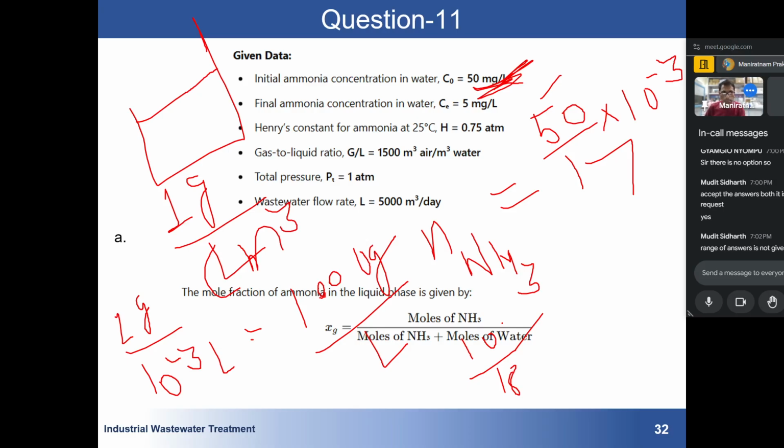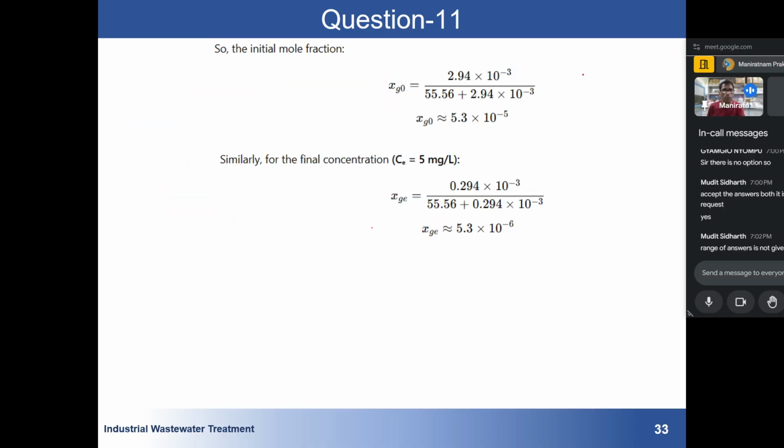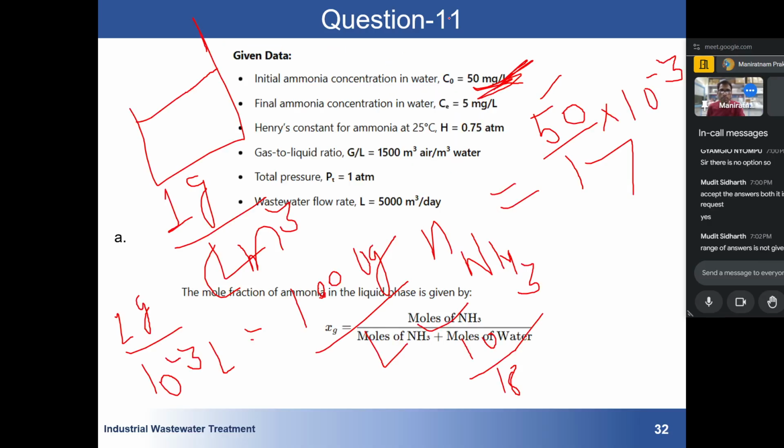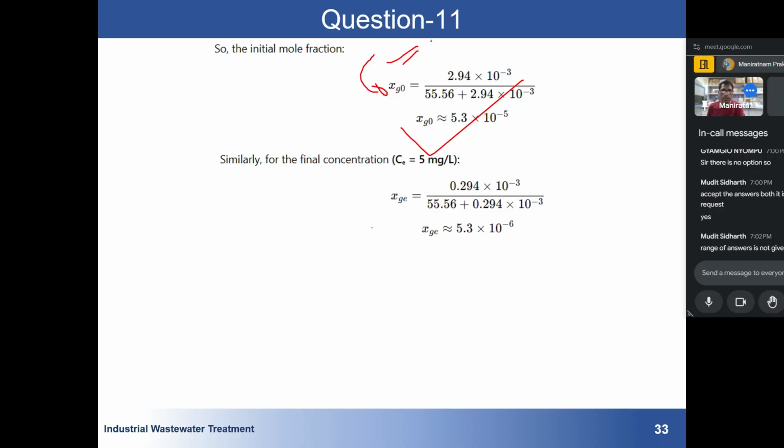So remember that when you take 1 liter of water, it has a mole of 55.56. It is 55.5555, we wrote it as 55.56. So you know the moles of ammonia, that is 50 divided by 17 into 10 to the power minus 3. Moles of water is 1000 divided by 18. You will put it here and you will get the mole fraction for initial, when C naught is equal to 50 milligram per liter.